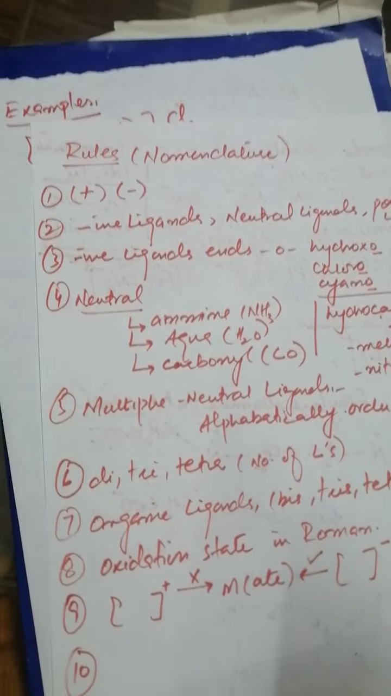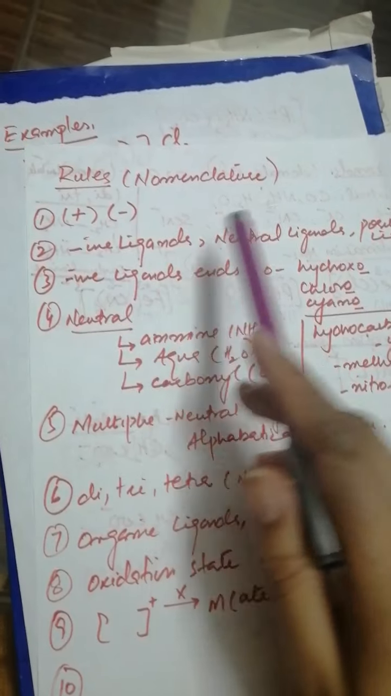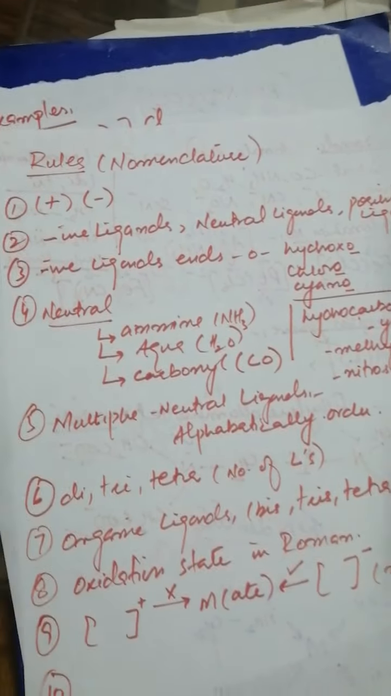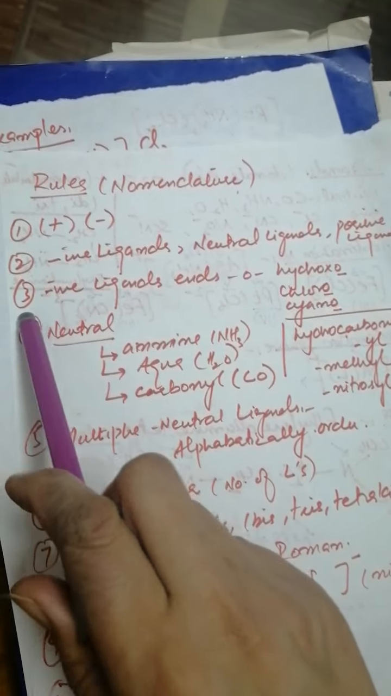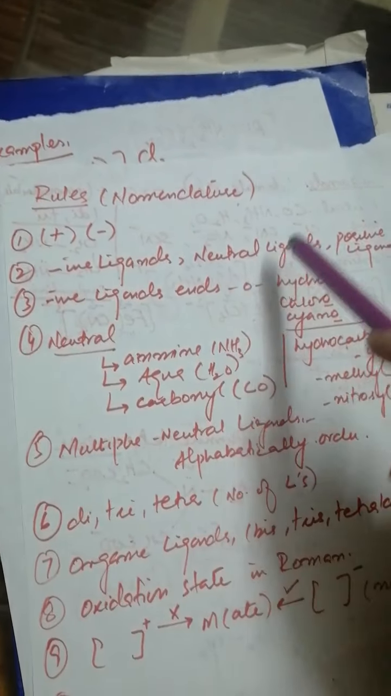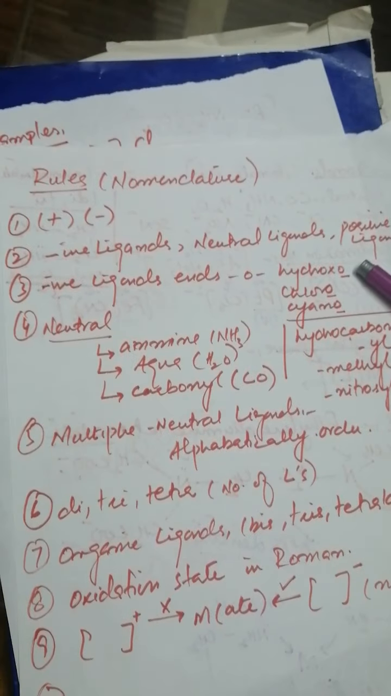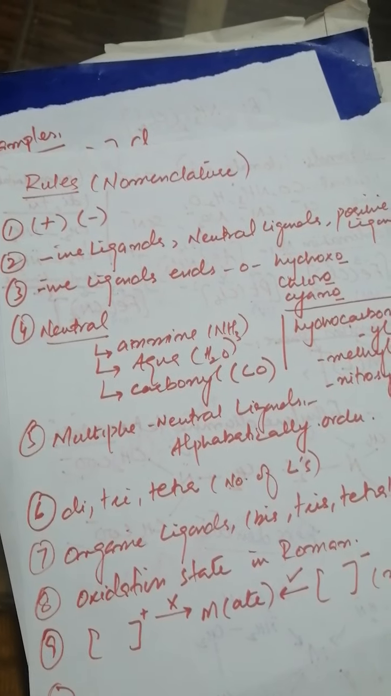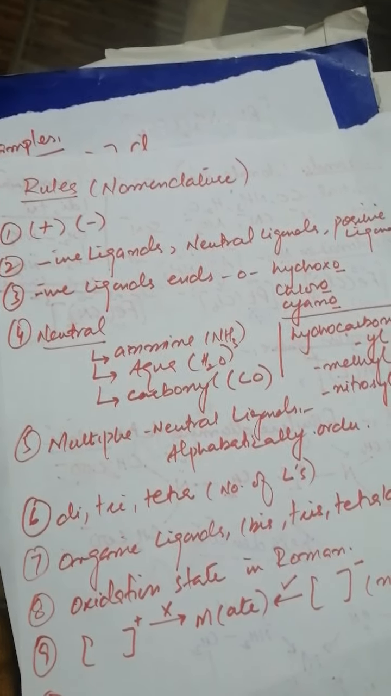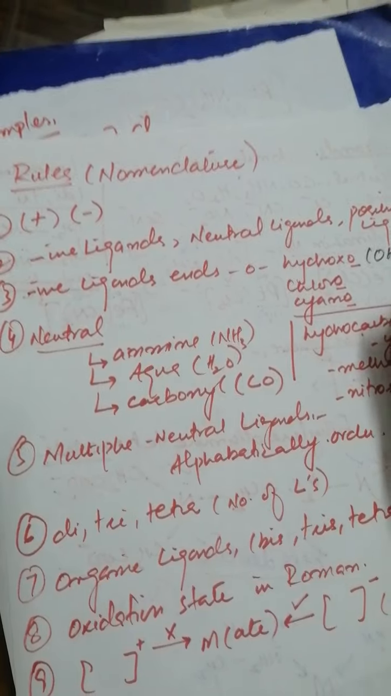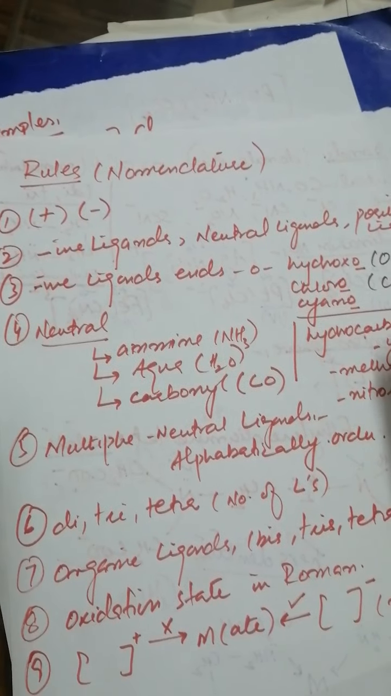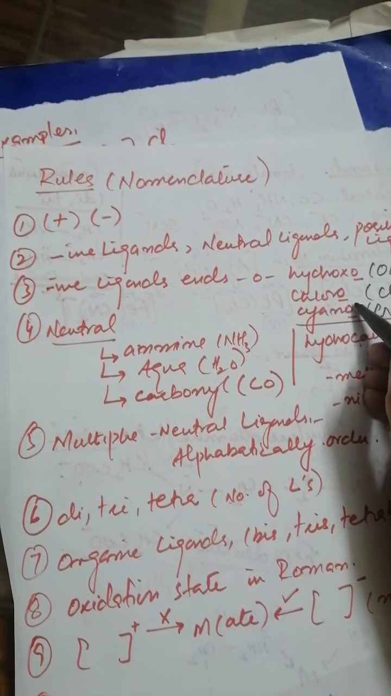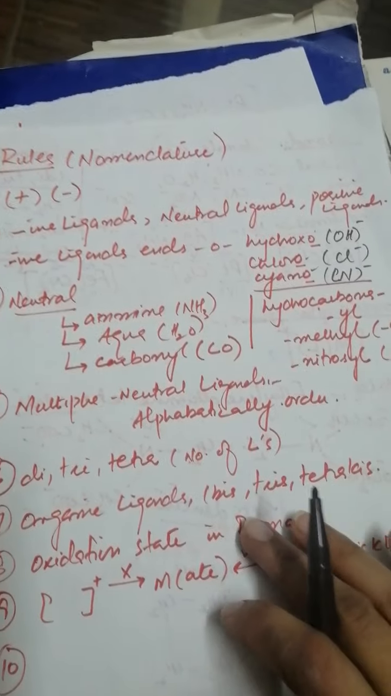Okay. Rule 2 is about ligands, and we have three kinds of ligands: negative ligands, neutral ligands, and positive ligands. We have already talked about this earlier. Then rule 3 is that a negative ligand ends in O, right? Like hydroxo, chloro, cyano. We have the hydroxyl group, OH negative, chloro negative, cyano negative. Because they are negative ones, we need to end them with O, right?